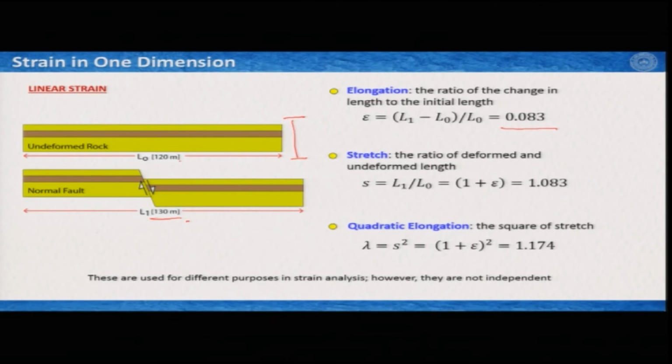The stretch is the ratio of deformed and undeformed length. So L1 versus L0, or you can algebraically manipulate it to get this form, 1 plus elongation, and in our example this is 1.083, again dimensionless. And quadratic elongation is nothing but the square of the stretch, and in our example this is 1.174.